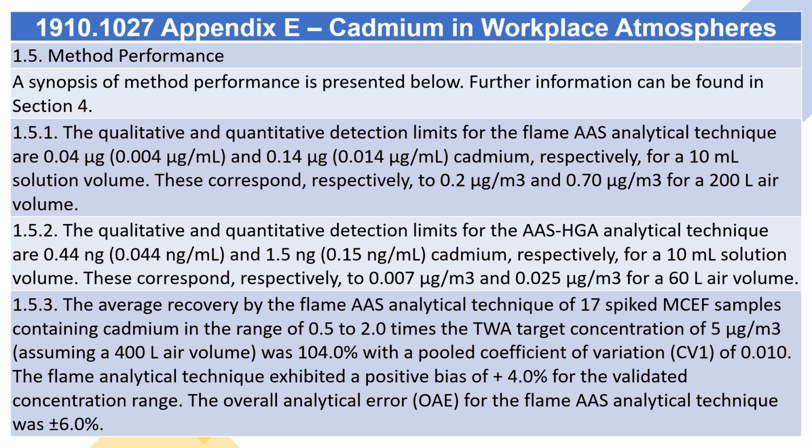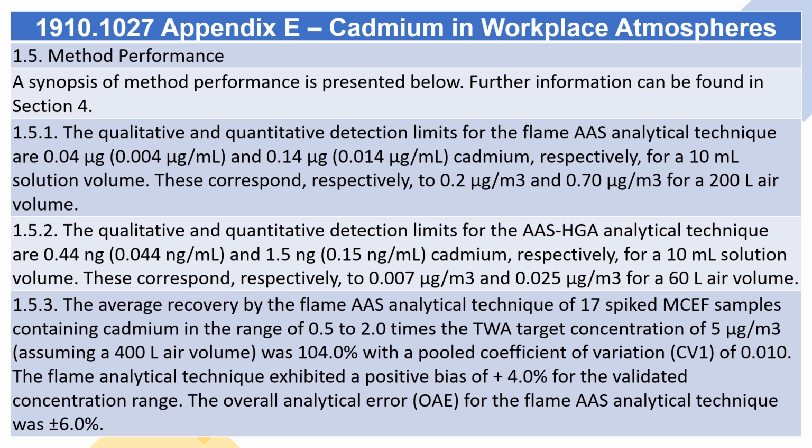1.5.2. The qualitative and quantitative detection limits for the AAS-HGA analytical technique are 0.44 ng, 0.044 nanograms per milliliter, and 1.5 ng, 0.15 nanograms per milliliter, cadmium, respectively, for a 10 ml solution volume. These correspond, respectively, to 0.007 micrograms per cubic meter and 0.025 micrograms per cubic meter for a 60 L air volume.